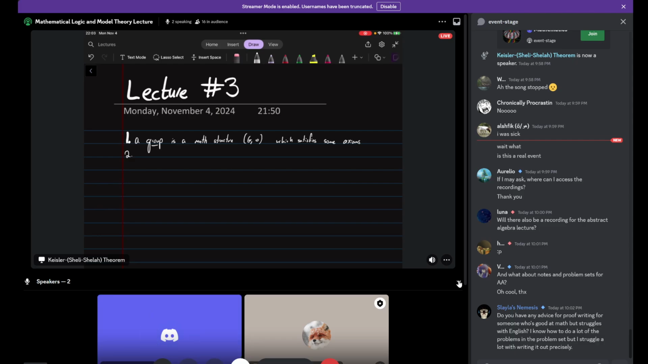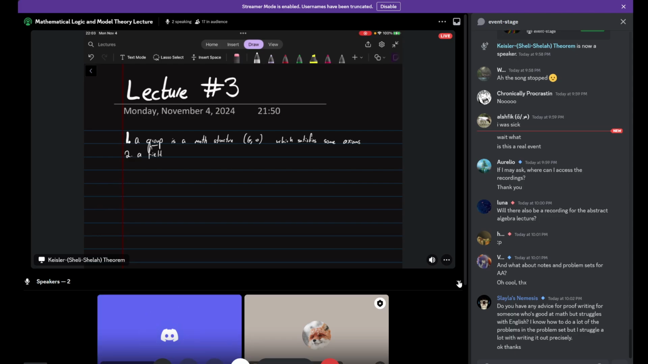Two, a field is also a math structure. F, plus, times, 0, 1, which also satisfies some axioms, right? And to give a non-algebraic example, three, a poset, a partially ordered set, is a mathematical structure which consists of a set and some binary relation on the set, which satisfies some axioms.